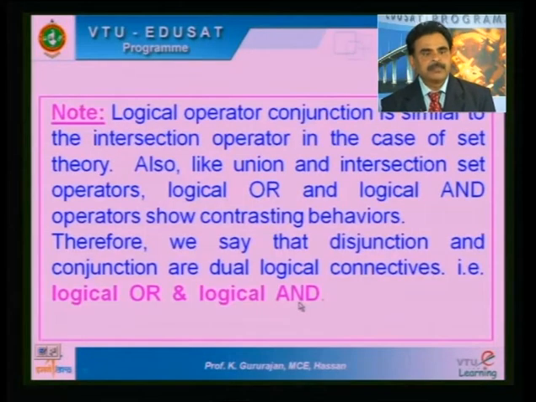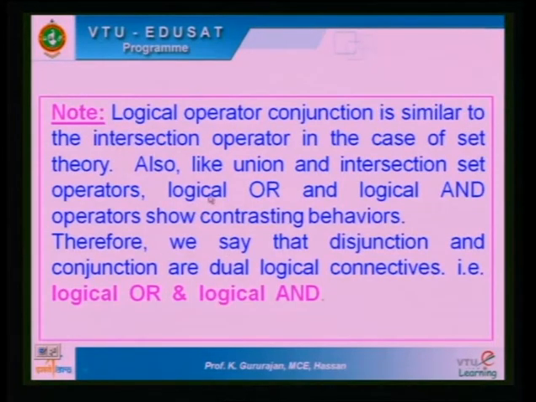Understood? Now note that logical operator conjunction is similar to the intersection operator that we discussed with set theory. Now like union and intersection operator, these two operators show contrasting behaviors. So therefore we can conclude that logical OR and logical AND are examples of dual logical operators, dual connectives.